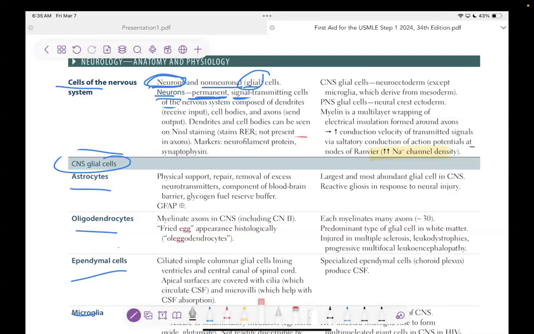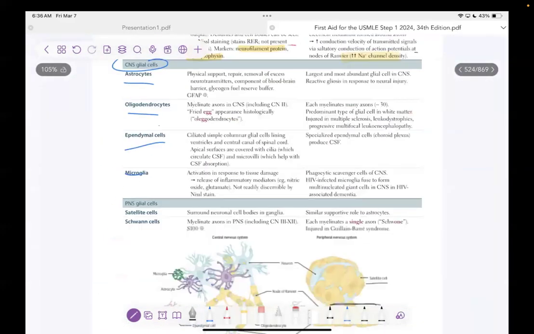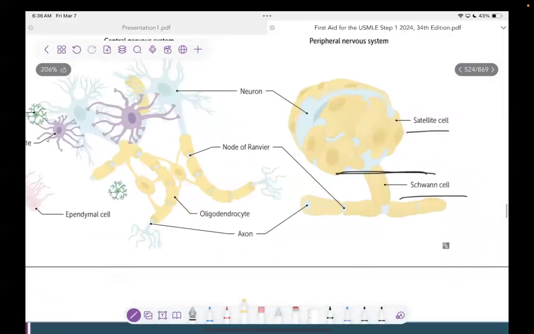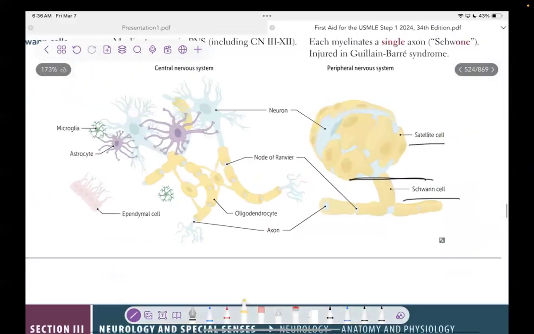So these are the markers. What we are going to remember about this part is that neurofilament protein and synaptophysin are the markers of neural tissue. Whenever we see them in a nerve tissue, it's normal. But whenever we see them in a different tissue, this cannot be normal, right? Because they have to be in a nerve tissue. So now let's see about CNS glial cells. We already know about neurons that they have dendrites, axons, everything. Let's see the picture. This is the neuronal cell.